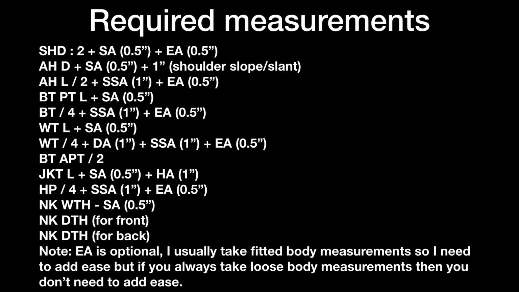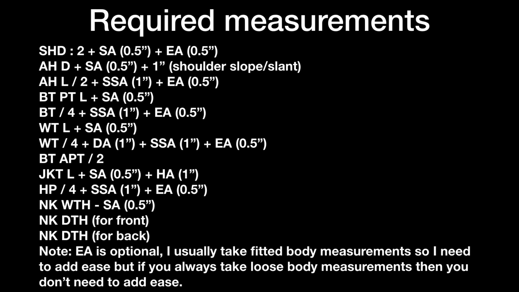My required measurements are shoulder divided by 2 plus sewing allowance is 0.5 plus ease allowance is 0.5. Armhole depth plus sewing allowance is 0.5 plus 1 inch for my shoulder slope or slant. Armhole length divided by 2 plus side seam allowance 1 inch plus ease allowance is 0.5. Bust point length plus sewing allowance is 0.5.